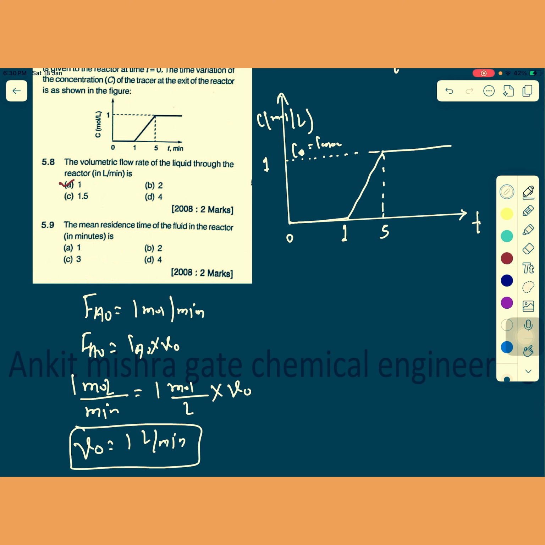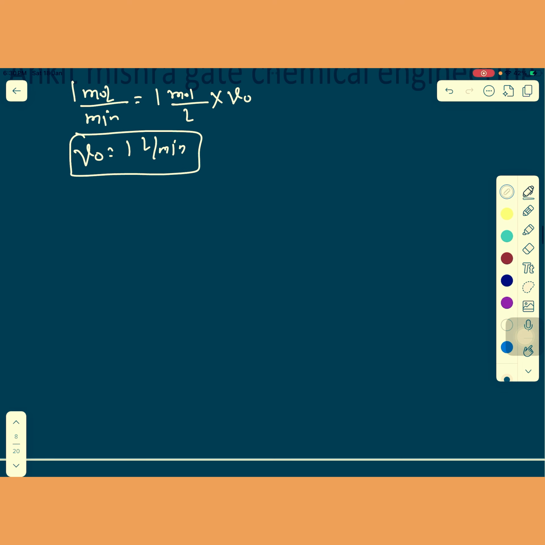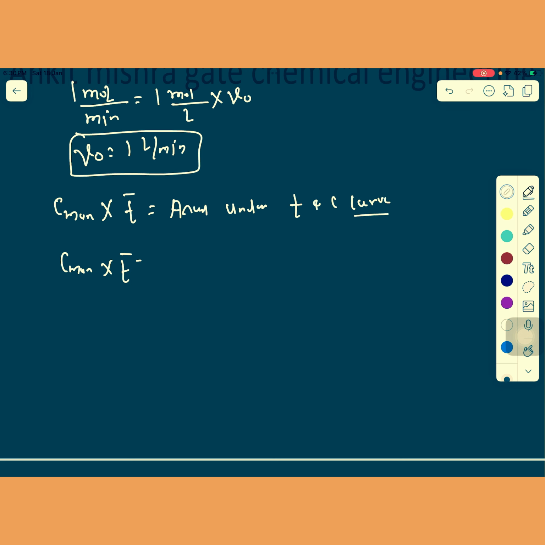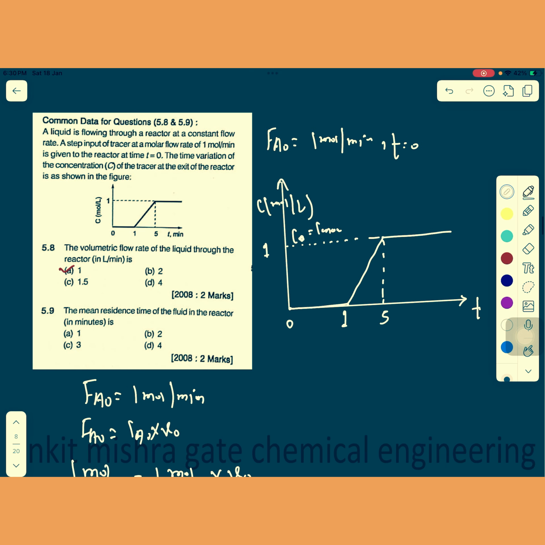Now you are supposed to calculate, from question 5.9, the mean residence time of the fluid in the reactor. When we talk about the mean residence time for this particular problem, you can write C max multiplied by T bar, that is equal to the area under the T and C curve. So which area do you have to calculate here? You are supposed to calculate this area. Is that clear?